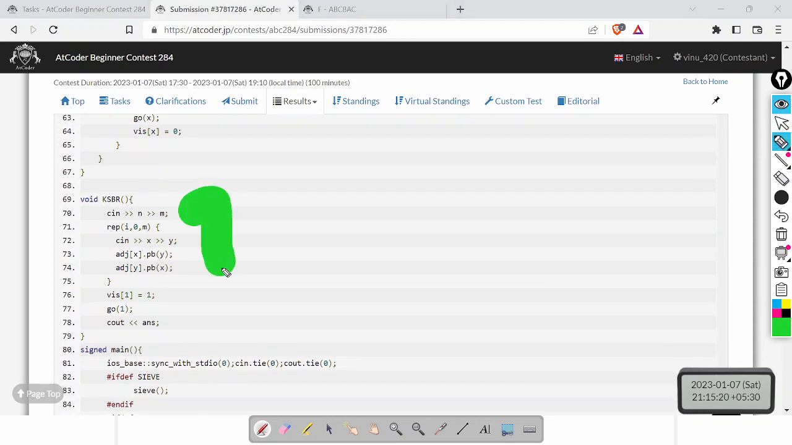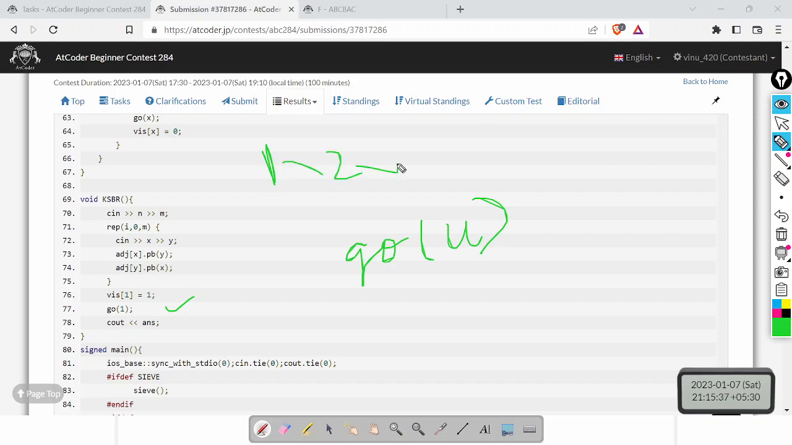Here in this part I am simply reading the graph. Now, if we are calling the function go of u, it means we have traversed some path from 1 up to u, and we are now at u. From u we can go somewhere else. The visited array stores all the nodes which are currently visited in the path. So we mark 1 as visited and call go of 1.